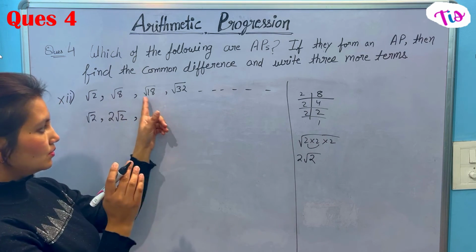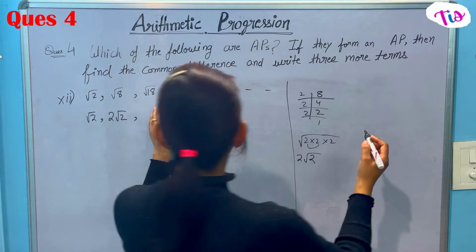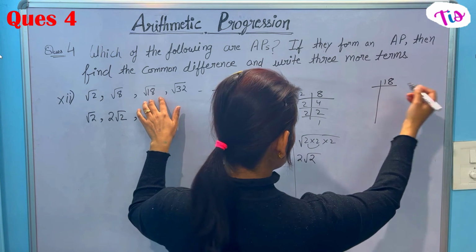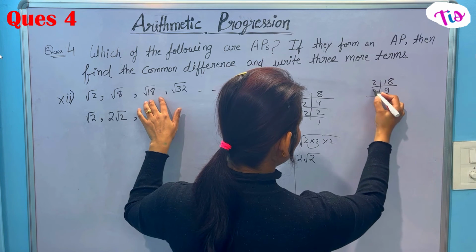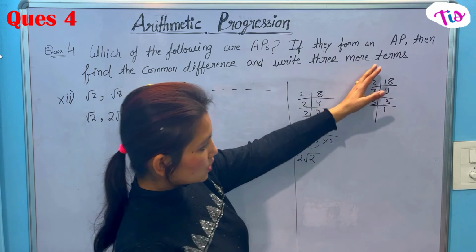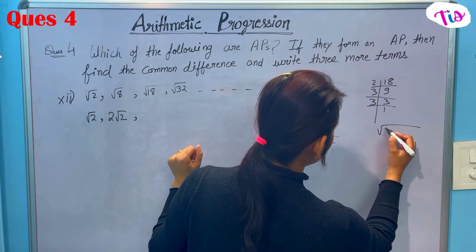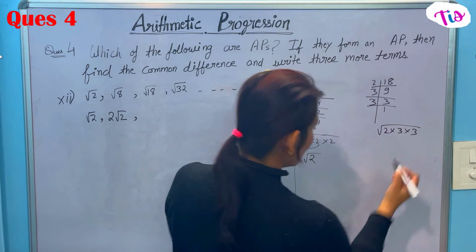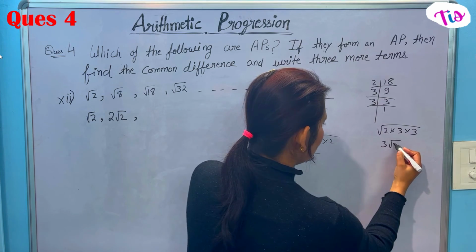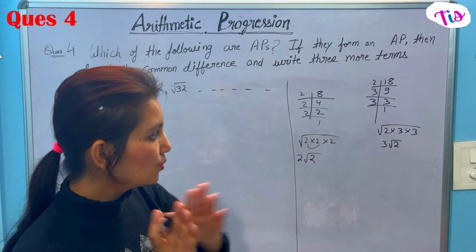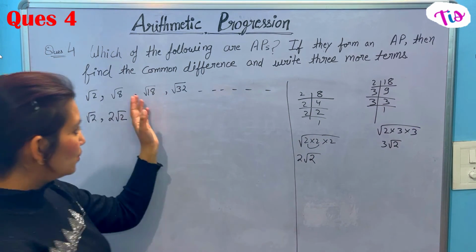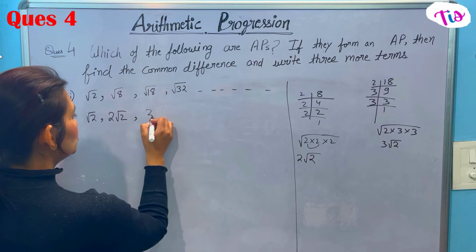Now again, simplify root 18. We need to do the prime factorization of 18. 18 is 2 times 9, 9 is 3 times 3, and 3 is 3 times 1. So how can we write 18? 2 into 3 into 3, and the 3s make a pair. So 3 will come out and we will be left with 2 inside the root. So root 18 can be written as 3 root 2. Instead of root 18, we'll replace it with 3 root 2 here.